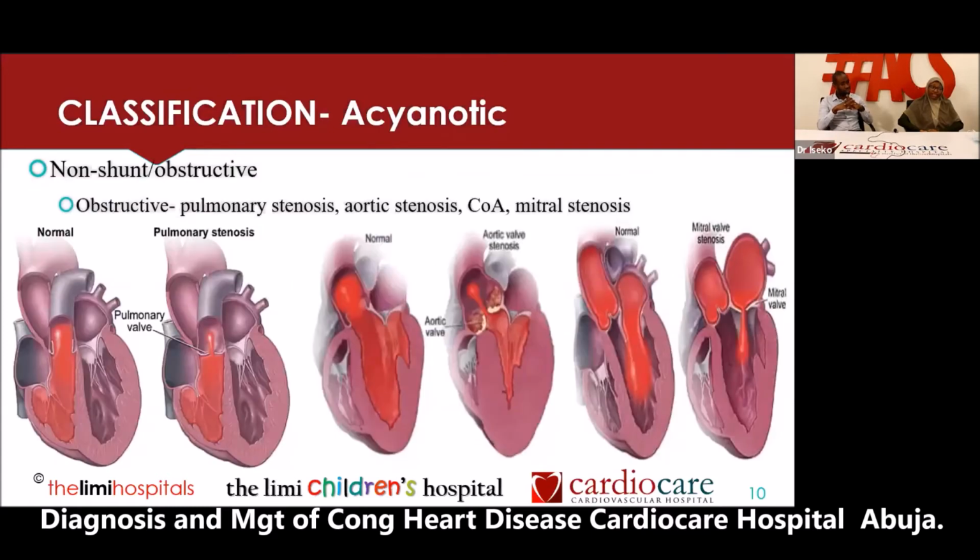Pulmonary stenosis, that's the main thing. Then other obstructive lesions are aortic stenosis, coarctation of the aorta. Okay, so that's for the acyanotic.